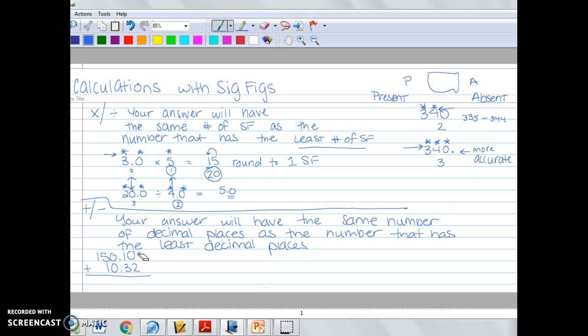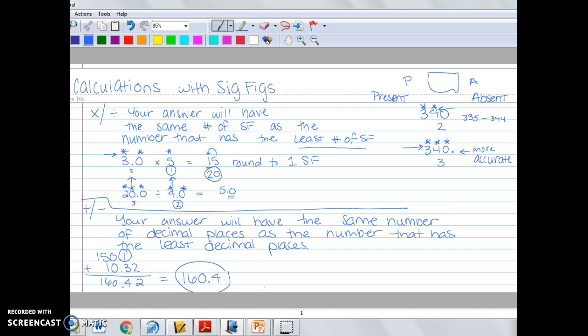but we can't add a 0 there. We are not certain enough about this answer. So I know 0 plus 2 is 2. 3 plus 1 is 4. 0 plus 0 is 0. 5 and 1 is 6 plus 1. So if I were going to just plug this into a calculator, this is what my answer would be, 160.42. But using sig figs, I have to use the same number of decimal places as the number that has the least. So I'm only allowed 1 decimal place in my answer. So even though this is what I would get out of a calculator, the correct answer with sig figs is going to be 160.4.